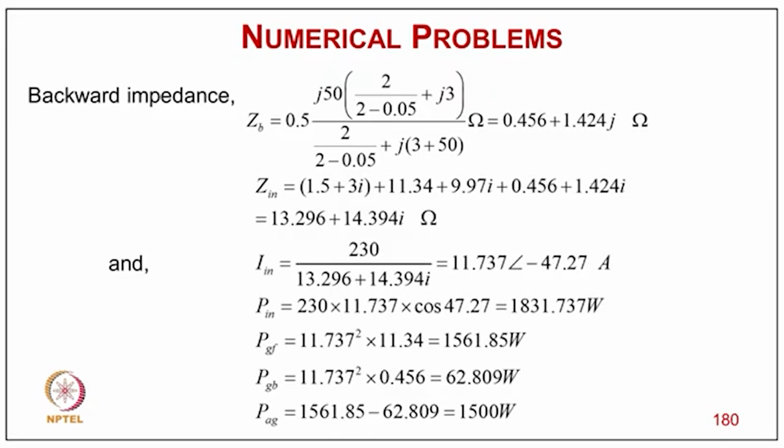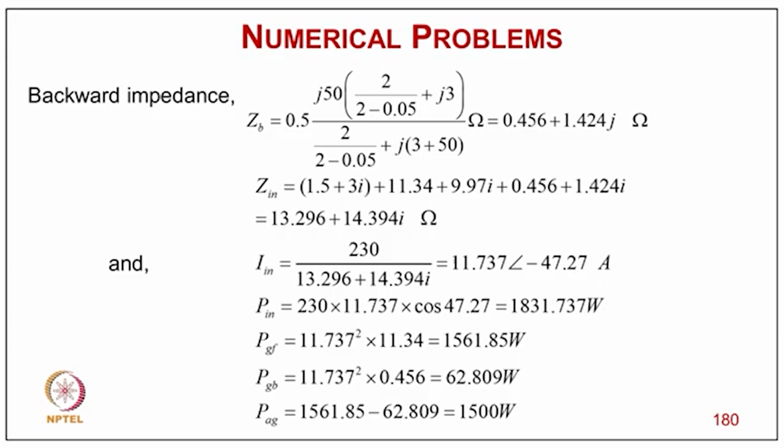You can get the sum of both as ZD, ZF plus ZB. It comes 110.296 plus j14.394 ohm, and you can find out IN equal to the voltage divided by this ZD. It comes 11.737 at the angle of minus 47.27 degree, and PIN equal to 230 into 11.737 cos of the angle between the two, 47.27. It comes 1831.73 watt, and PGF equal to I square RF, that comes 61.85, and PGB equal to I square RB, so it comes 62 watt.